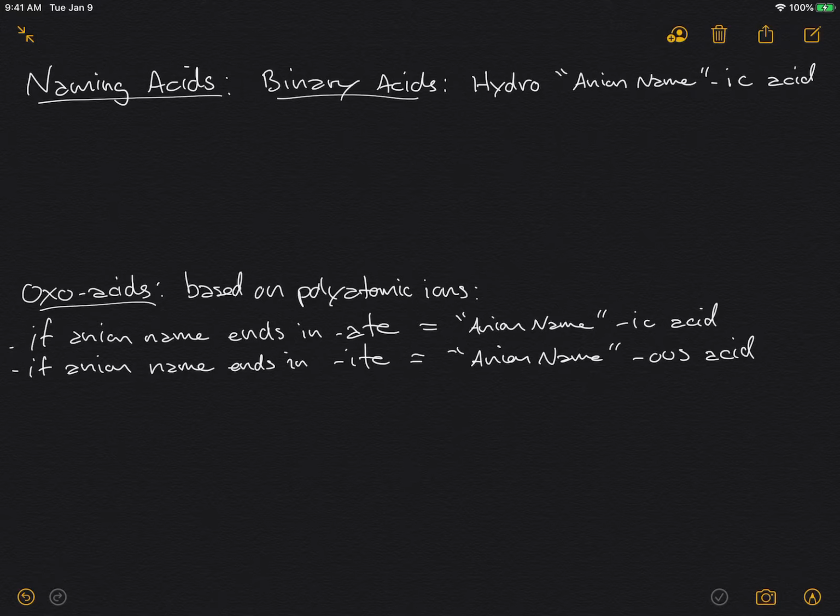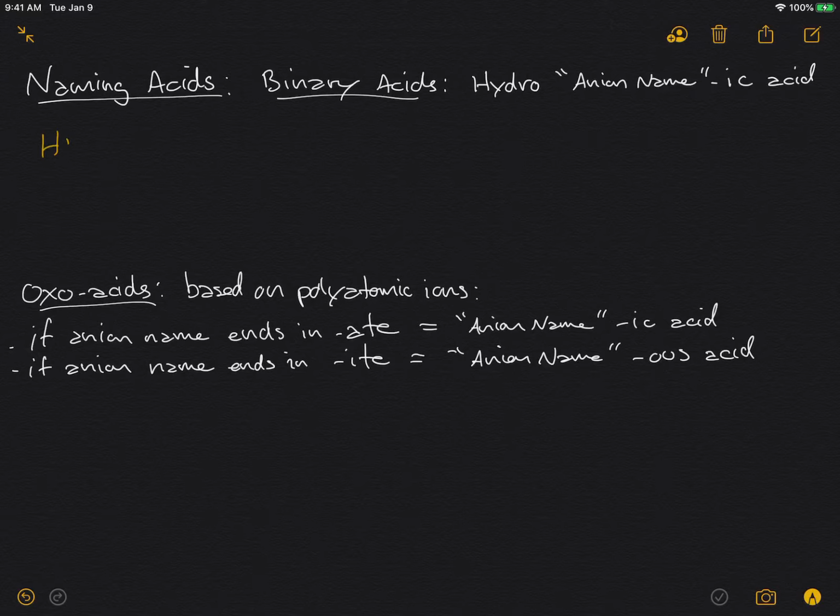And so binary acids are the simpler acids where it's just H+ plus one atom, which is an anion. So to name binary acids, you always put hydro in front of the name, and then you use the anion name. Usually it's the shortened name, and then the name ends in ic acid. So let's take a look at some of the binary acids.